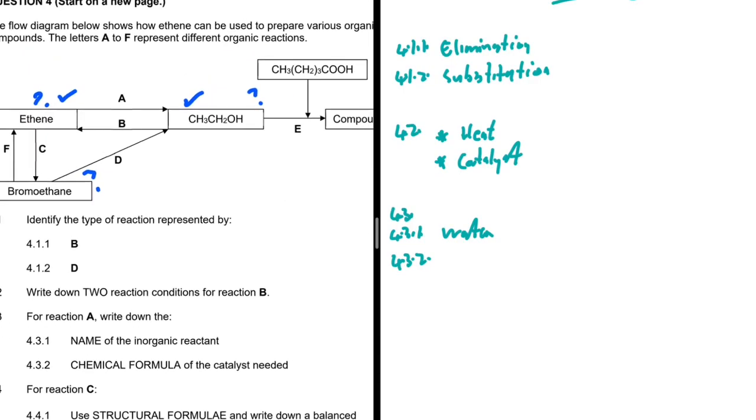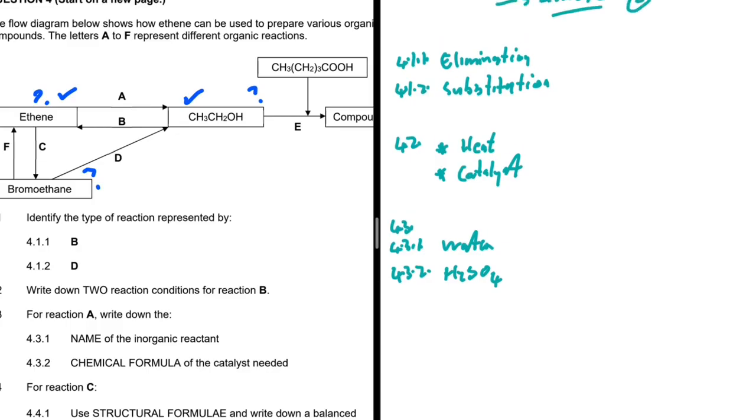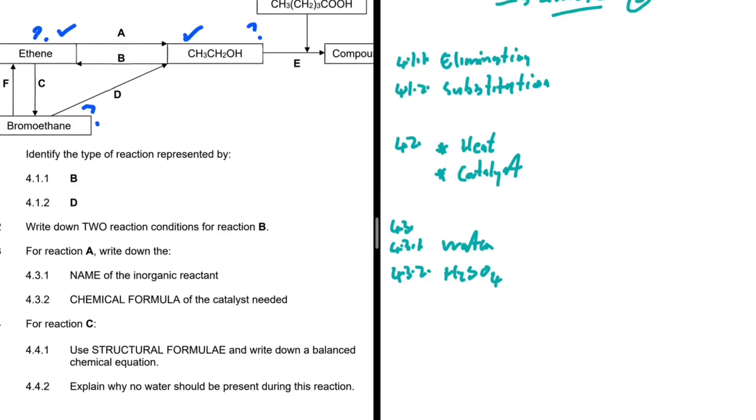And then 4.3.2, chemical formula of the catalyst used. Chemical formula, not the name. So don't confuse the two. Just be careful not to write a formula when they want a name, or write a name when they're looking for a formula. So here we need H2SO4. H2SO4 is not always the answer with regards to a catalyst. It just happens that we have used it twice in this question.